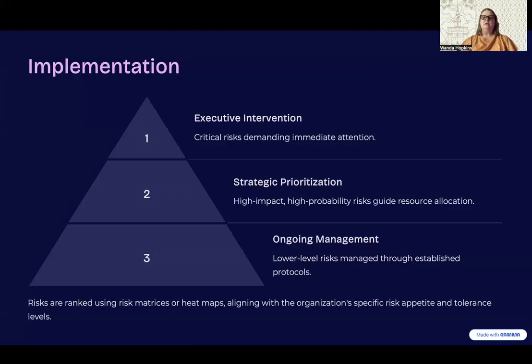And in this top-down approach, at the height of the pyramid, you will see the executive intervention deals with critical risks that demand immediate attention, your biggest threats. In the middle of the pyramid, you're going to be looking at strategic prioritization of high impact, high probability risk that will guide your allocation of resources. And at the bottom of the pyramid, you're looking at ongoing management of those lower level risks through protocols that will be established during the process.